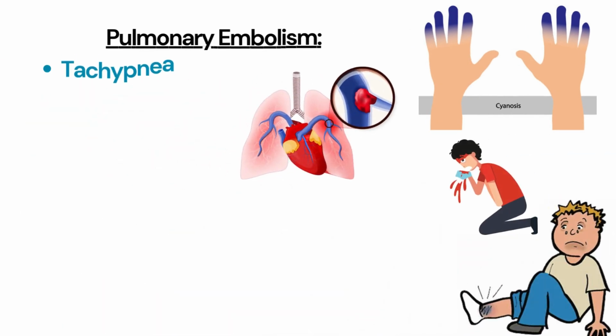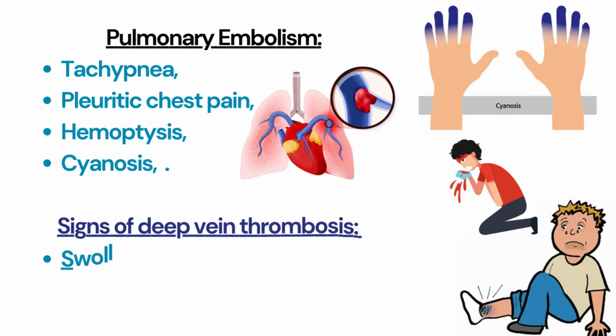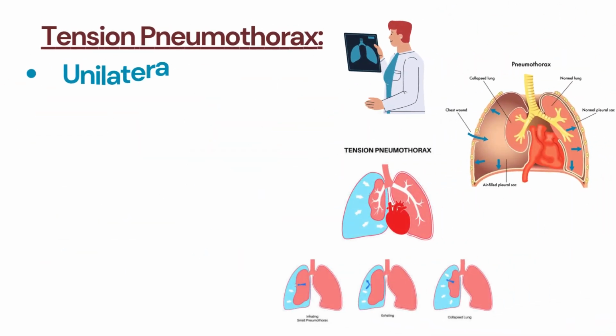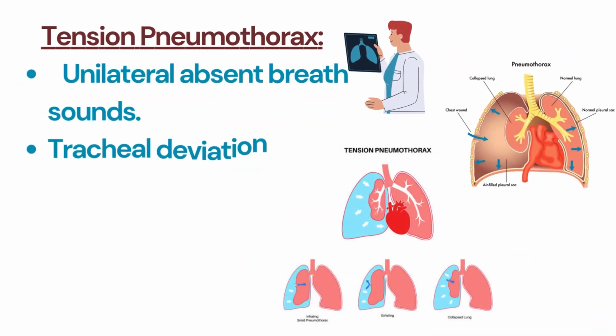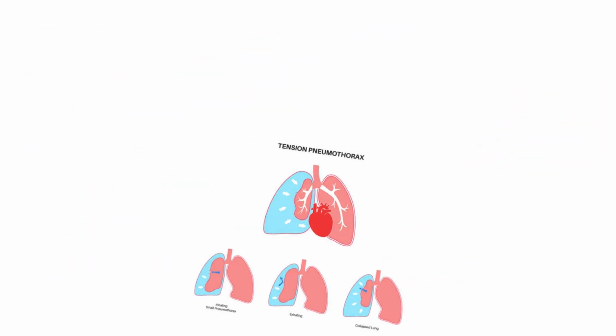Pulmonary embolism: tachypnea, pleuritic chest pain, hemoptysis, and cyanosis. Signs of deep vein thrombosis, such as a swollen, painful leg. Tension pneumothorax: unilateral absent breath sounds, tracheal deviation to the opposite side, hyperresonance on percussion.